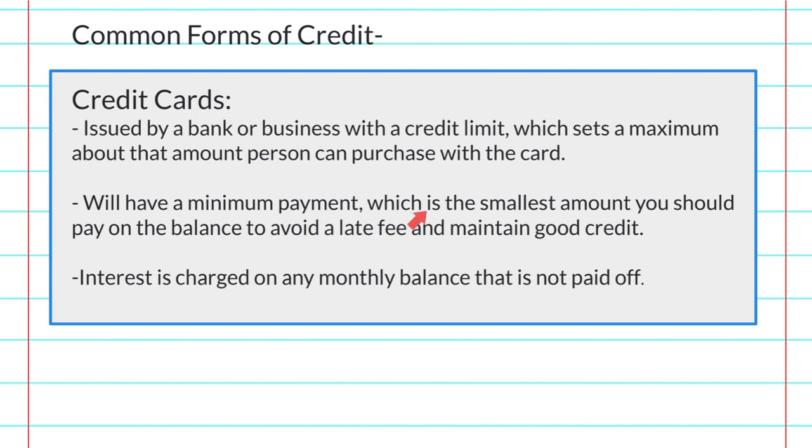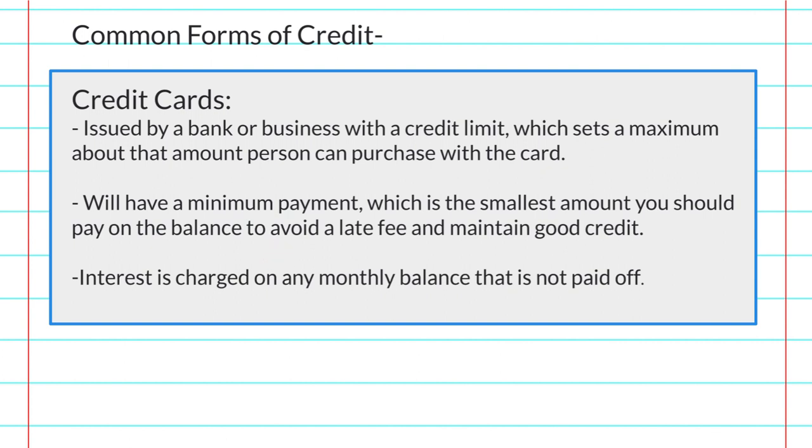This is the smallest amount that you should pay on the balance to avoid a late fee and maintain good credit. So for your minimum payment, you're going to get a balance statement every month. It's going to say how much you've borrowed against this credit card. And your minimum payment is the smallest amount that you should pay so you do not get a late fee.